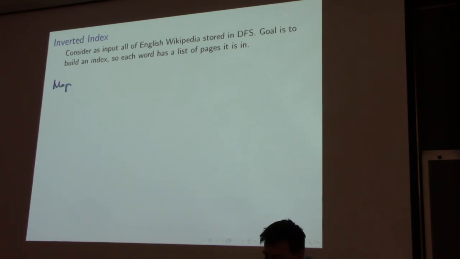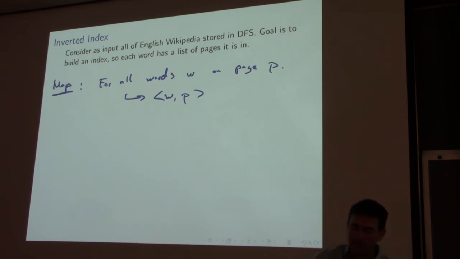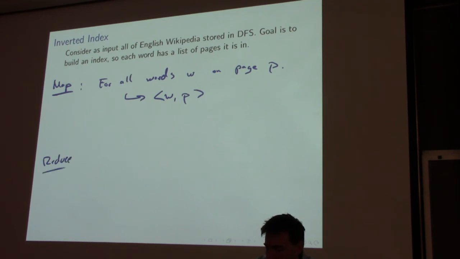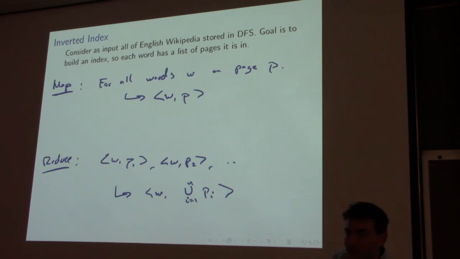So again, the map stage: for all words W on page P, I'm going to create a word-page pair (W, P). And then on the reduce step, I'm going to take (word, page 1), (word, page 2), and so on, and I'm going to return the word and then the union of these pages. So this is all I did for the inverted index.